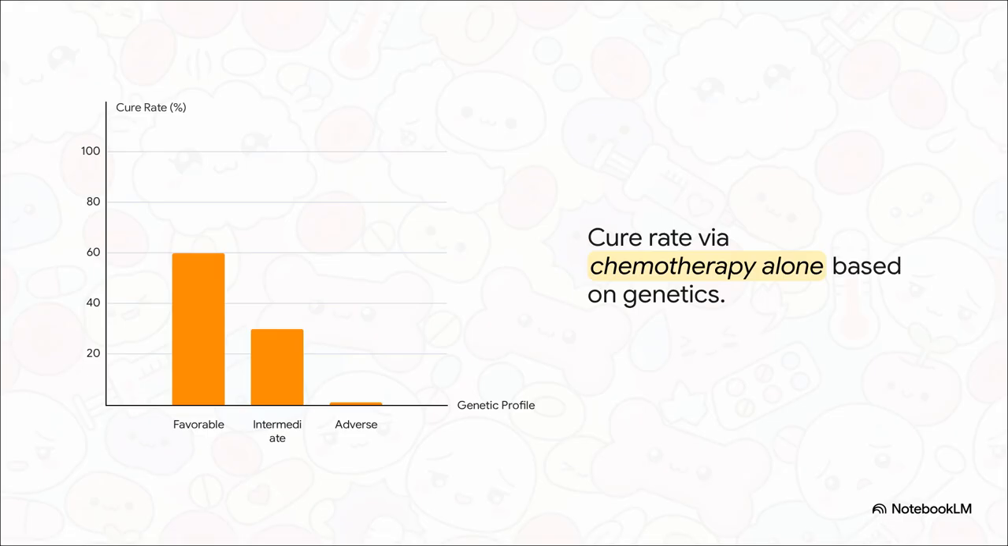But look at the bottom row. If they have an adverse genetic profile, like maybe a missing piece of chromosome 5 or highly complex chromosomal chaos, the cure rate with standard chemotherapy alone is basically zero. These adverse patients absolutely require a stem cell transplant to survive.